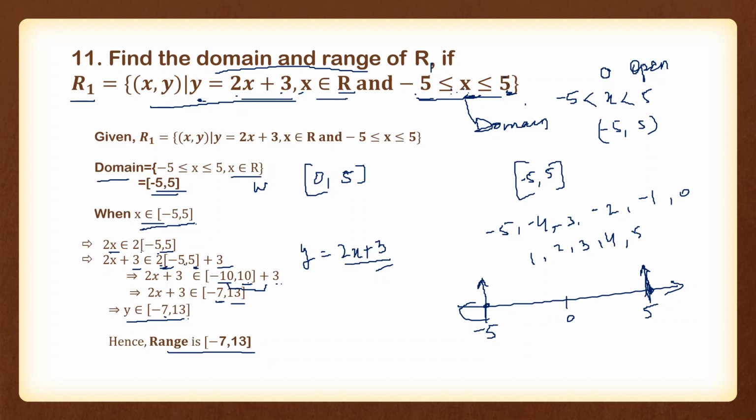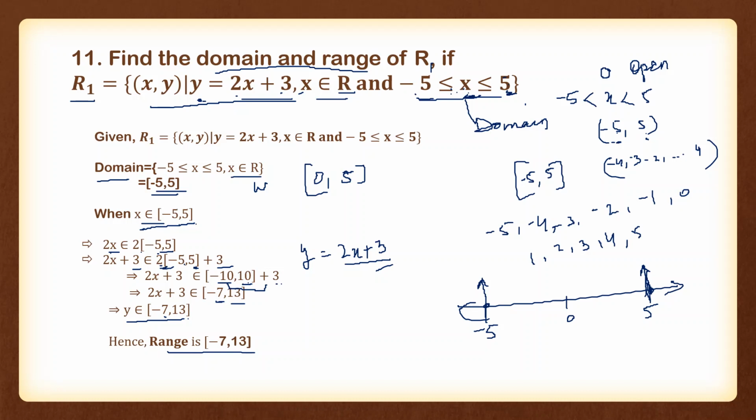What is the difference between a closed interval and an open interval? An open interval will not include the extreme values. It will leave these two values and take all the rest of the values, that means minus 4, minus 3, minus 2 till plus 4. That's it. 5 and minus 5 will not be included if it is open. Open means the equal to sign is not there. So we'll be studying the types of intervals soon.